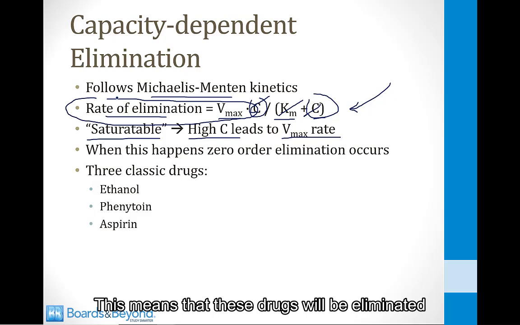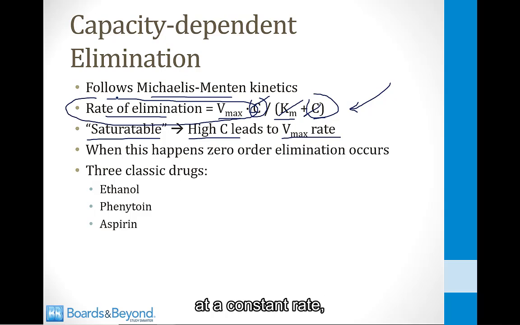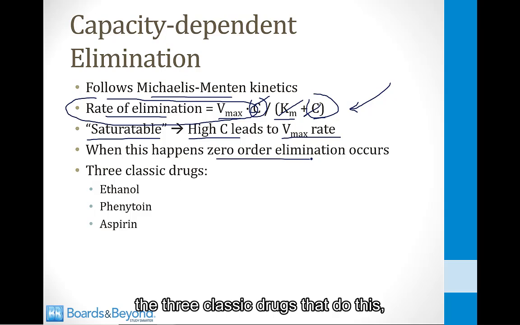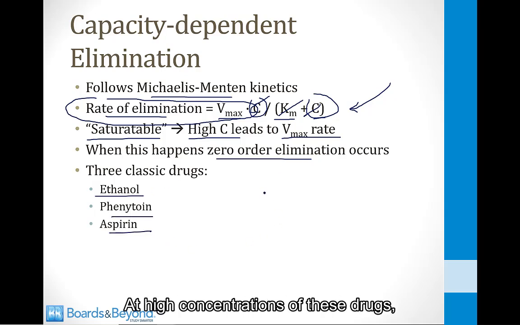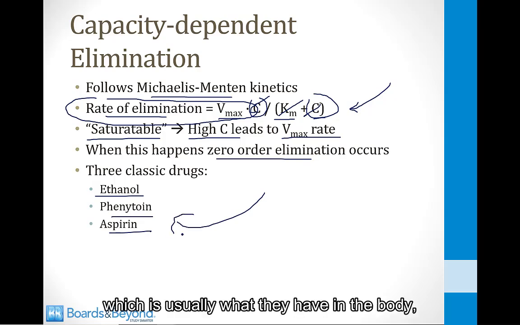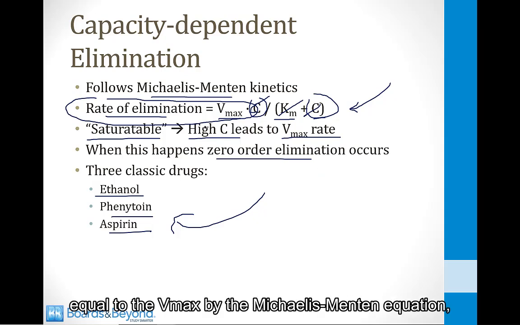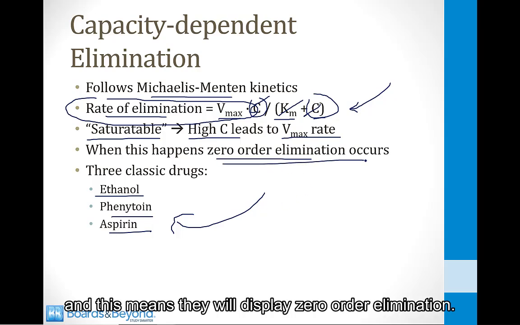This means that these drugs will be eliminated at a constant rate, which, as we talked about earlier, means they will follow zero order elimination kinetics. And once again, the three classic drugs that do this are ethanol, phenytoin, and aspirin. At high concentrations of these drugs, which is usually what they have in the body, they will have a constant rate of elimination equal to the Vmax by the Michaelis-Menten equation, and this means they will display zero order elimination.